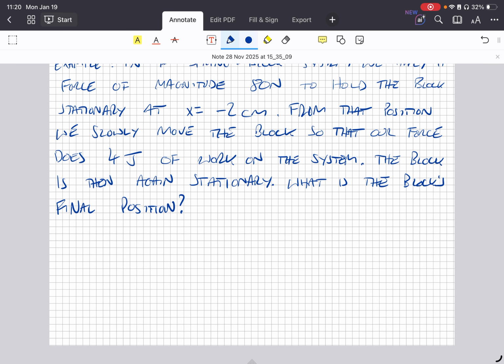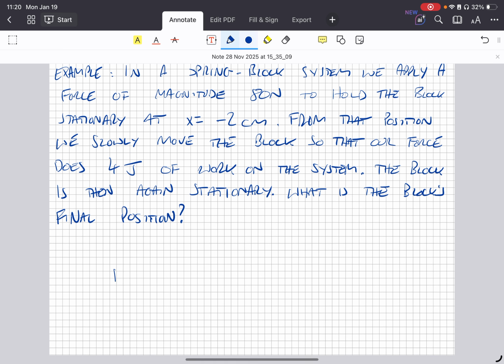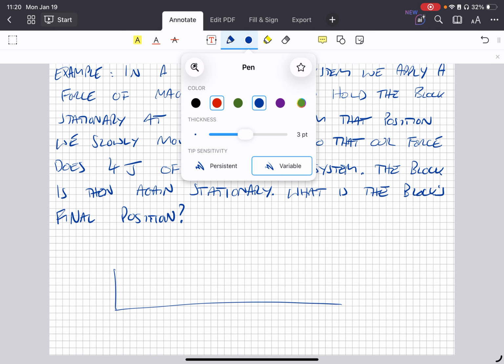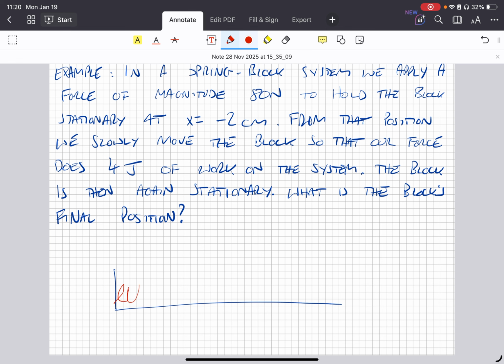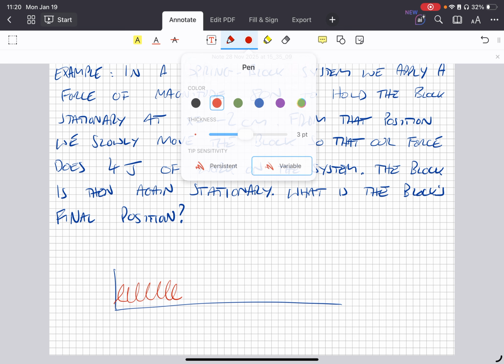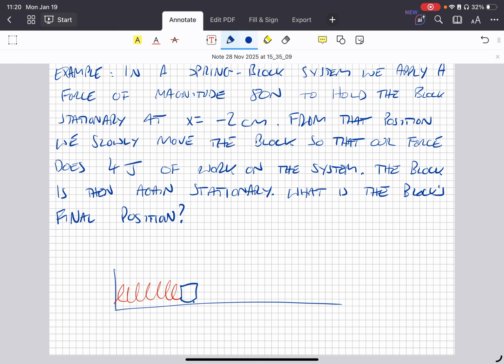So let's draw a diagram first of all, just to make sure that we understand the problem. So here's our spring. Let's draw it like this. And attached to the end of that spring, we have our block. The block, currently at the start of the problem, sits at this position, -2 centimeters. So here's the equilibrium position at 0. This is our x-axis.